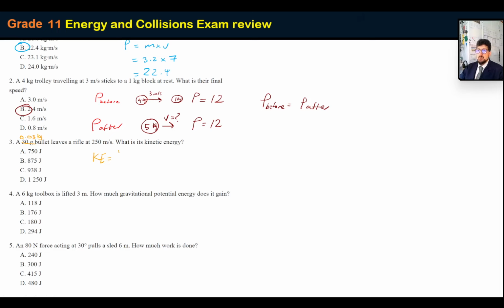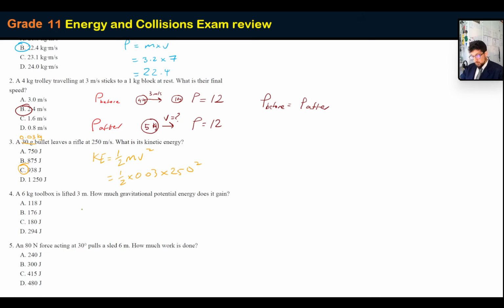All right. Anyway, so half mv squared, obviously, which is half times 0.03 times 250 squared, and that is equivalent to 938. Now you might have noticed that it's going to be 937.5. This is the closest. Go with the closest.